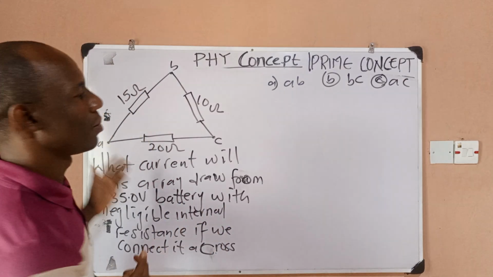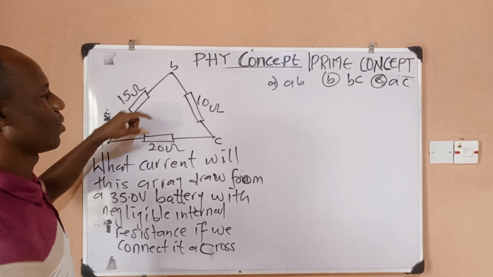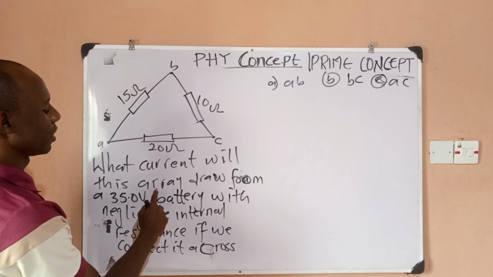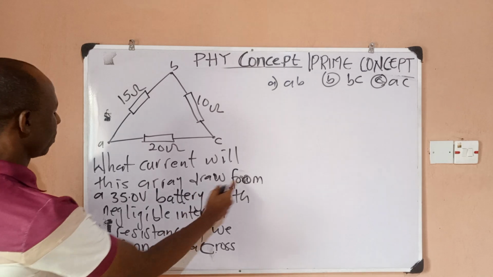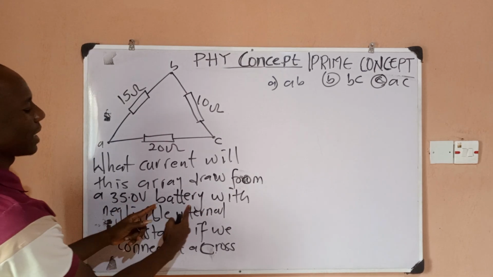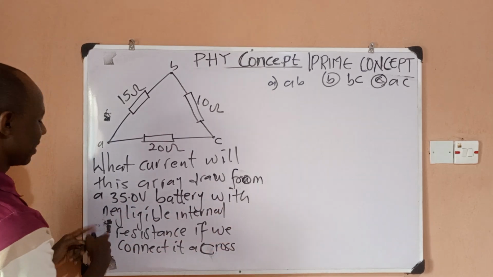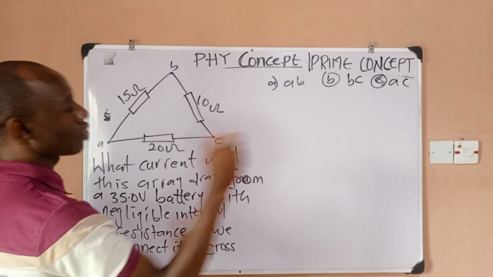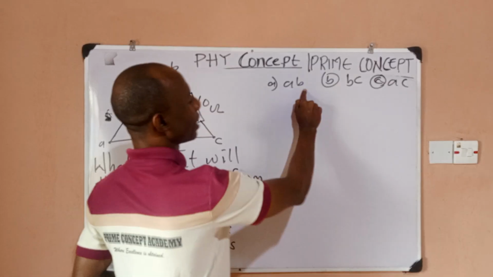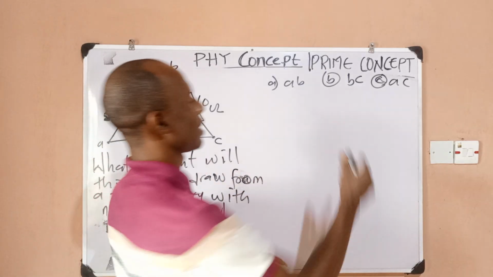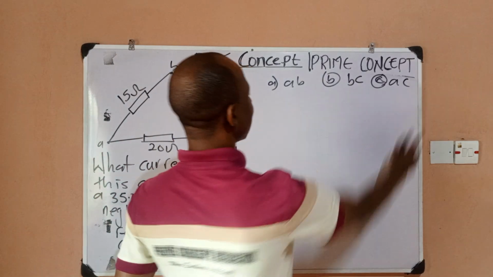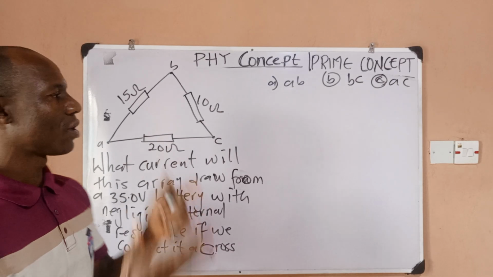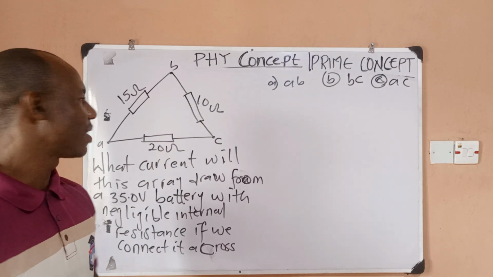We have another problem on the board, a very simple problem to analyze. The question says, what current will this array draw from a 35 volt battery with negligible internal resistance if we connect it across terminal AB, then terminal BC, and then terminal AC. I'm going to solve the first and the second, and I'll allow you to solve the third one and drop the answer in the comment section.